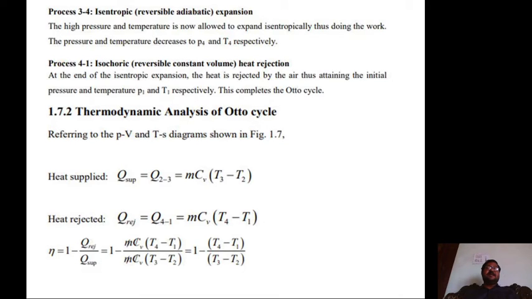As we all know, the thermal efficiency, air standard efficiency, anything you call it, is eta. Efficiency is equal to 1 minus Q rejected by Q supplied. Work done is nothing but heat supplied minus heat rejected. So if you divide that, you will get 1 minus Q rejected by Q supplied, which is 1 minus Cv (T4 minus T1) by Cv (T3 minus T2). mCv gets cancelled, and the remaining is only this.